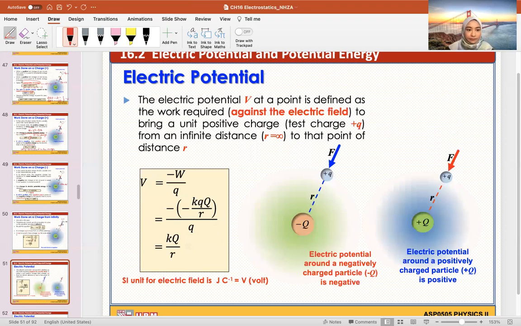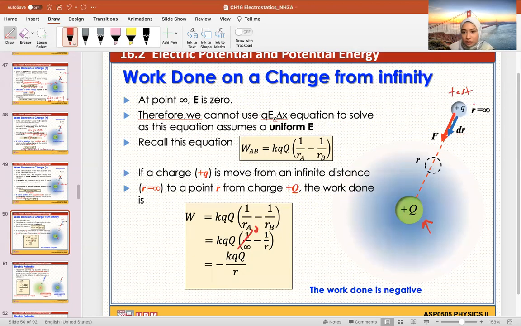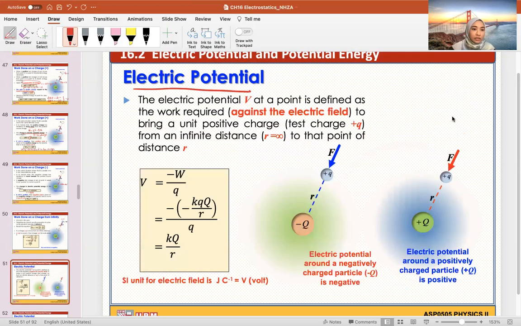Okay, with that said, now we get to go for electric potential. We were talking about potential energy. Now we are going into electric potential. The electric potential V at a point is defined as the work required against the electric field to bring a unit positive charge from infinity to the point R. It's the same definition as this. We are bringing from infinity to point R, except that now we don't want to know what the work done is. We want to know what the electric potential is.